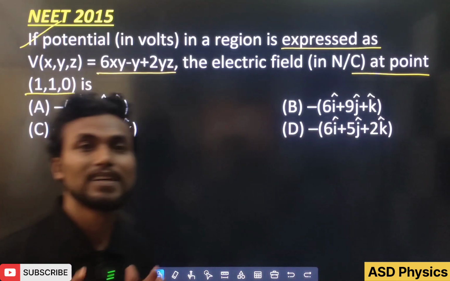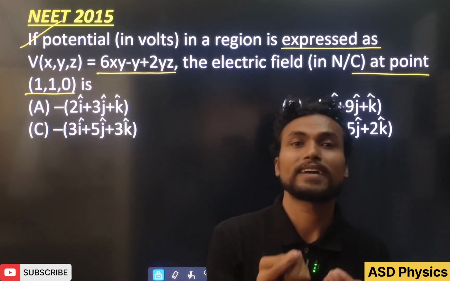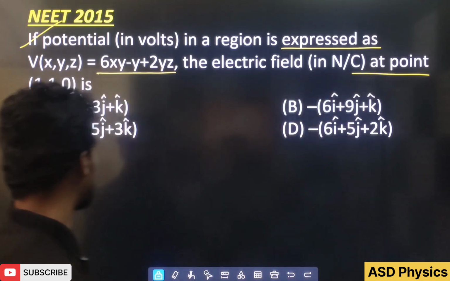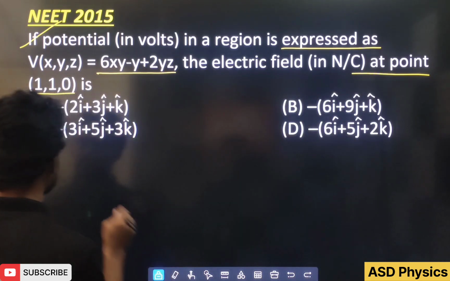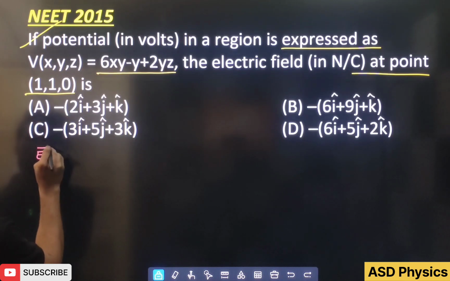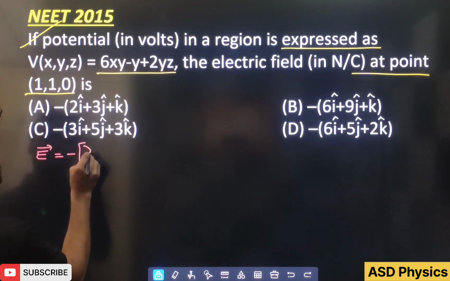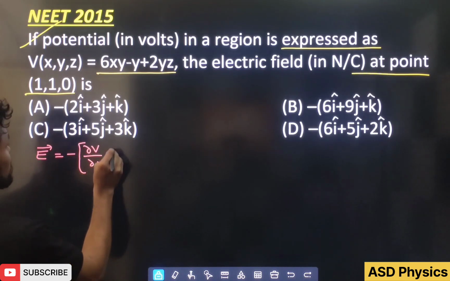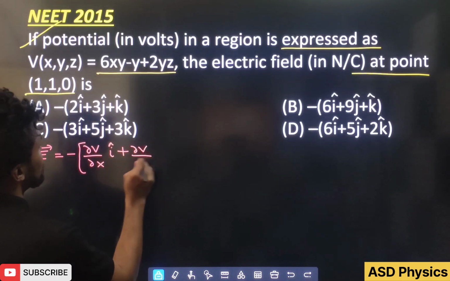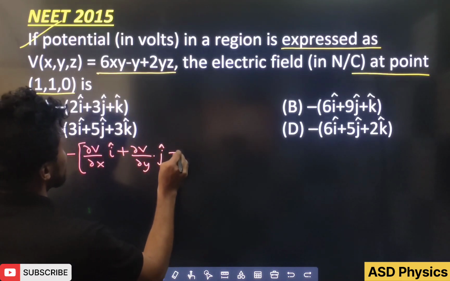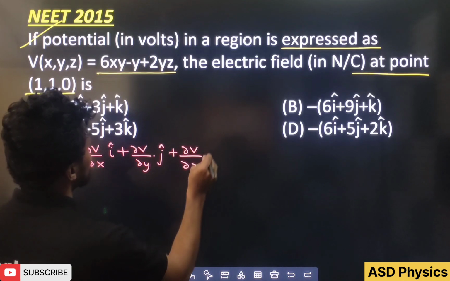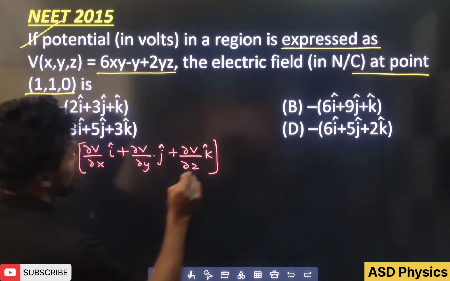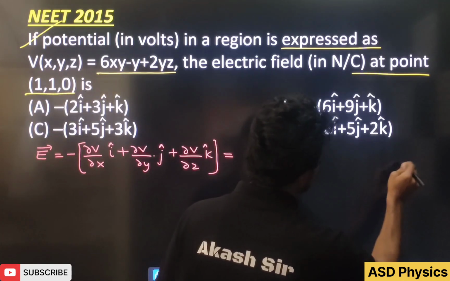So students, by seeing the question we know very well that we have to use three dimensions. What is the formula for three dimensions? First let me write the formula here: vector E equals minus, delta V by del x i cap plus delta V by del y j cap plus delta V by del z k cap. This is the formula, and here we'll write the values.